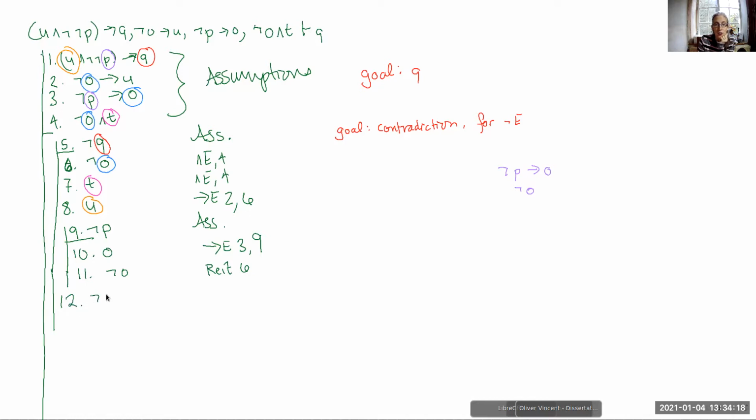So negation introduction tells us that we can say, okay, if not P leads us to both O and not O, then it has to be the case that not P. So that's negation introduction 9 to 11. And would you look at that? Not P is what occurs up in line 1. It's in the antecedent of a conditional.